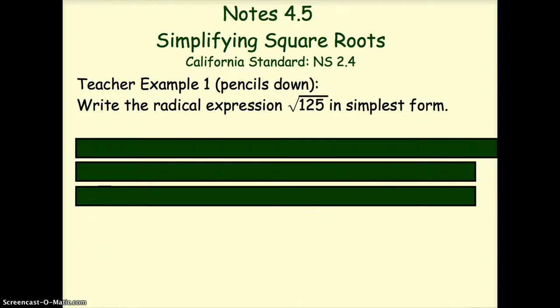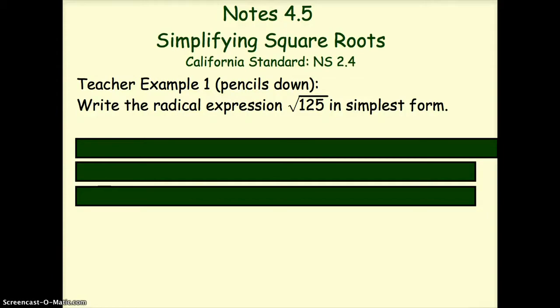Teacher example 1. Write the radical expression in simplest form. So what I'm looking for is a perfect square that can go into 125. Now, I want to break this into two numbers, and one thing you want to be careful of, perfect squares, remember, are not just integers. They're numbers that can be square rooted to become an integer. So, my examples of perfect squares again are 1, 4, 9, 16, 25, 36, 49, 64, and so on. So remember, two integers multiplied together make a perfect square.